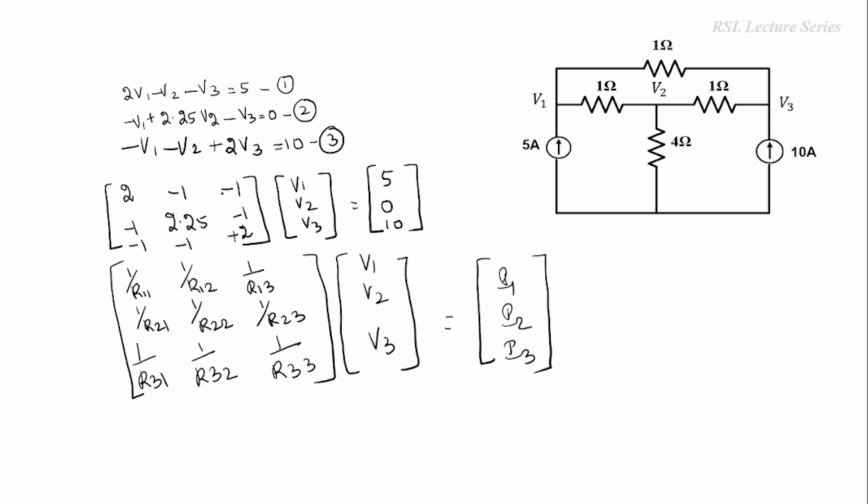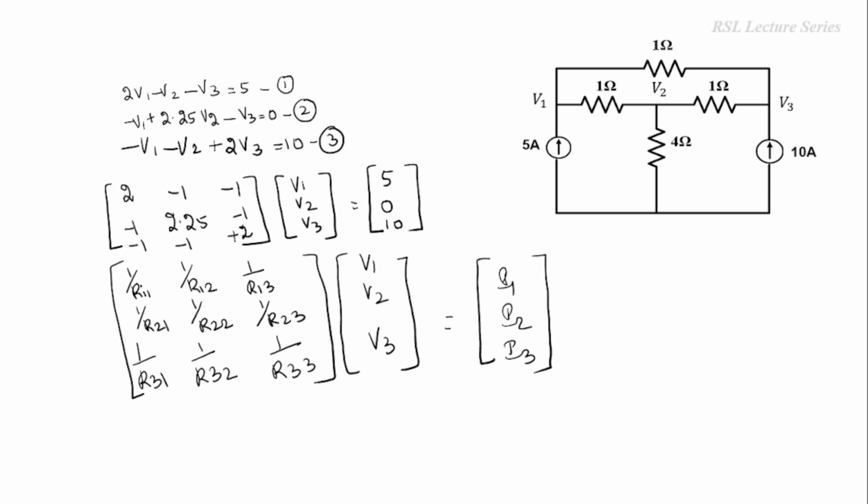So the first row is the coefficients of equation 1. Coefficient of V1 is 2, so 2 here. Coefficient of V2 is minus 1, so minus 1. And similarly, coefficient of V3 is minus 1, so here minus 1. So these are the unknown values of voltages V1, V2, V3, that is equal to the right hand side part. So this is nothing but the current. So this is the conductance matrix, that is 1 by resistance. 1 by R is nothing but the conductance multiplied by the voltage will give you the current.